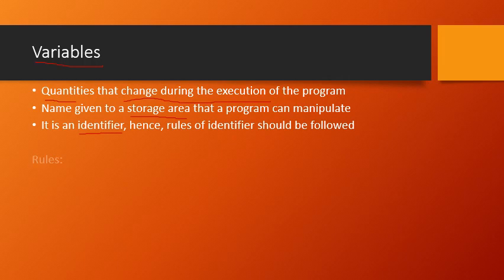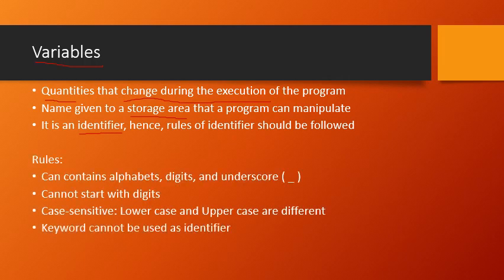Here I'm just repeating all the rules because as a point of examination, you may get a question for 2 marks or even for 5 marks: what is a variable and what are the rules to define a variable? The rules for defining a variable and the rules for defining an identifier are both the same. Let me repeat those rules here.